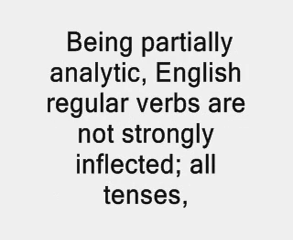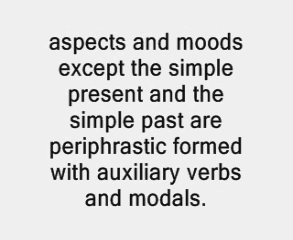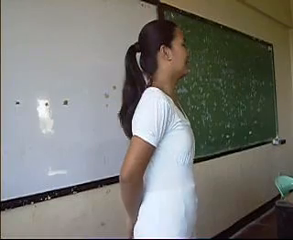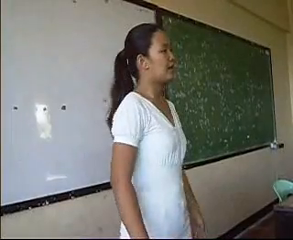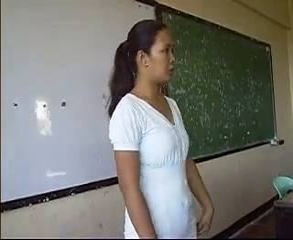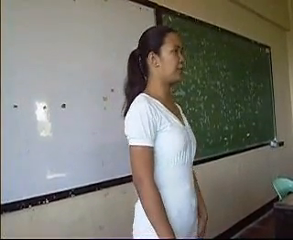Being partially analytic, English regular verbs are not strongly inflected. All tenses, aspects, and moods except the simple present and the simple past are periphrastically formed with auxiliary verbs and modals. Now we already have the background of the subject and the verb. Now let's move on to the rules about subject-verb agreement.